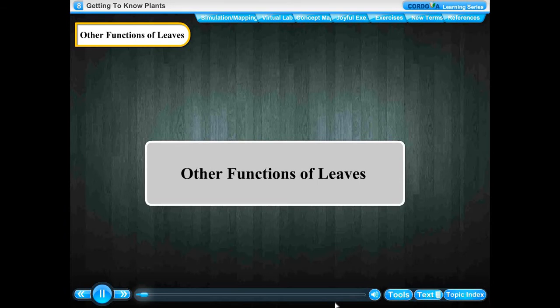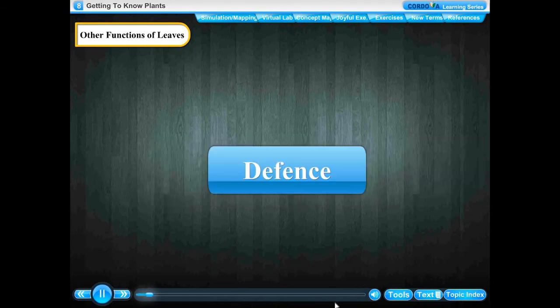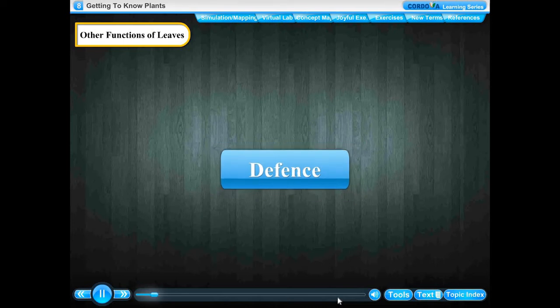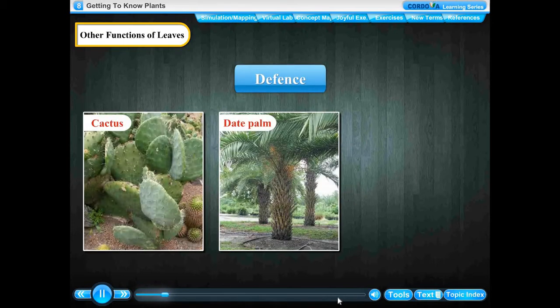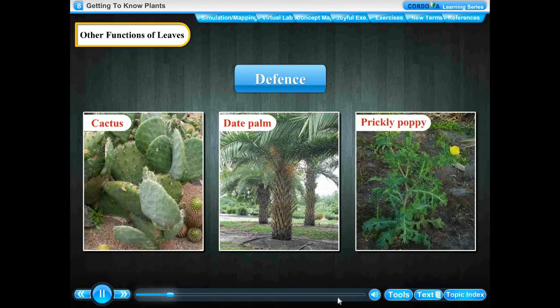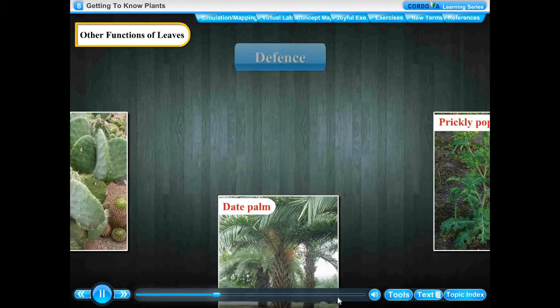Other functions of leaves. Defense. In some plants such as cactus, date palm and prickly poppy, either the entire leaf or a part of the leaf is modified into spines for defense. The leaves of the cactus plant, which are modified into spines, prevent the loss of water. They protect the plants from grazing animals as well.